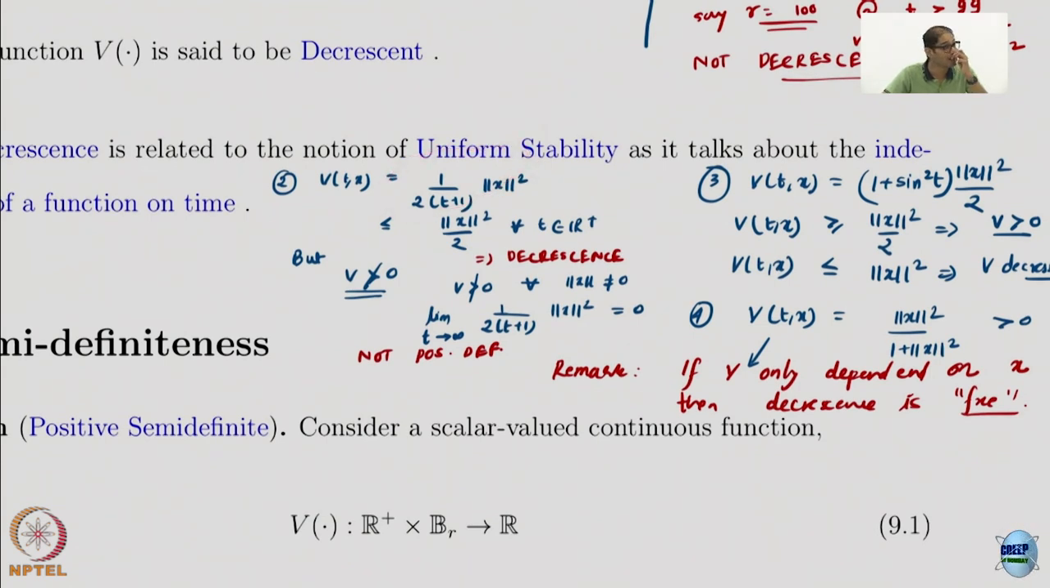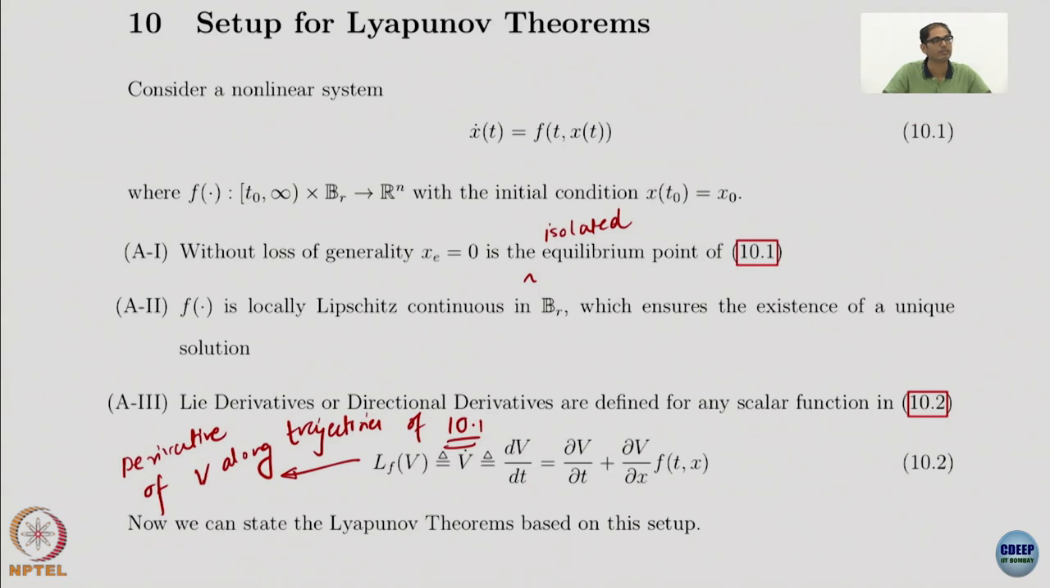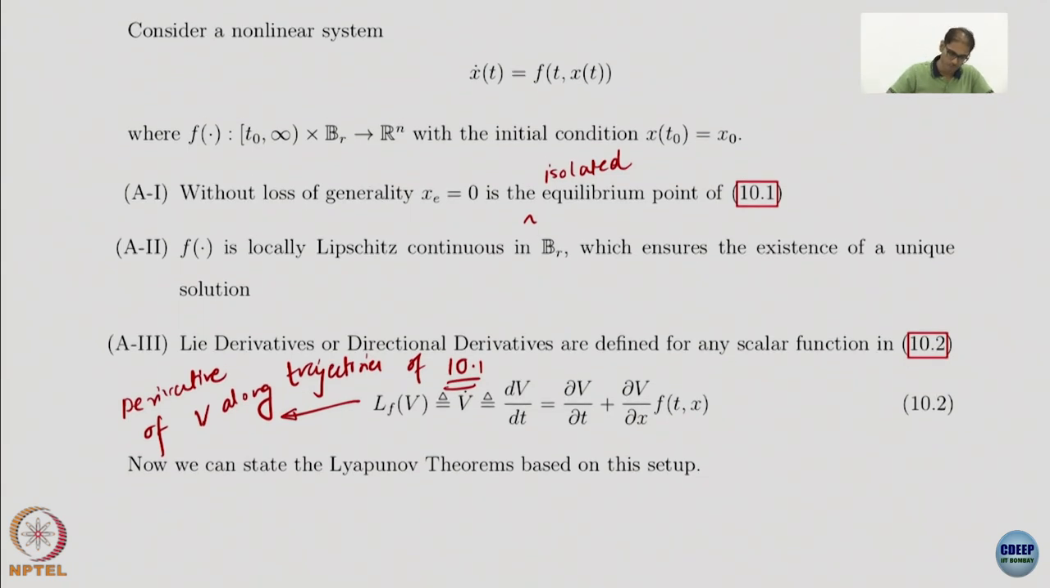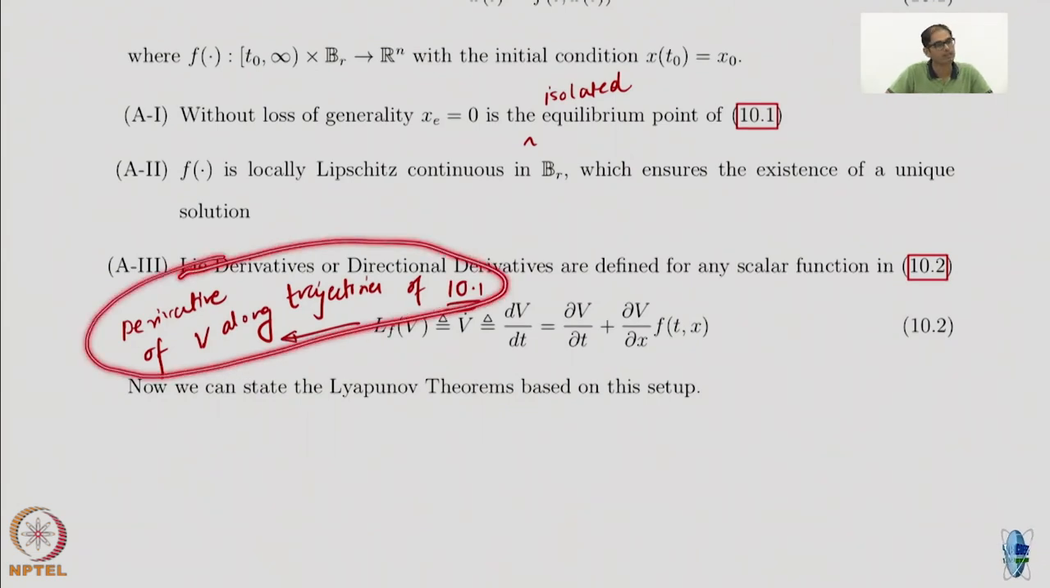Alright, I can use this to analyze hundreds of dynamical systems. Hundreds of dynamical systems could possibly be analyzed by the same V. So the V itself has no connection to any dynamical system. V is just a function of some states, nothing to do with any dynamical system. But we want to study how V evolves along the solutions of a dynamical system. So we take its derivatives along the trajectories of a particular system.